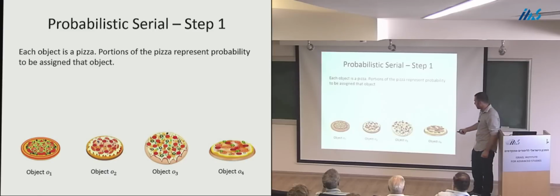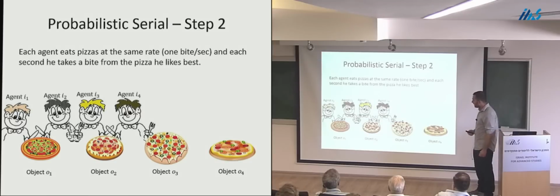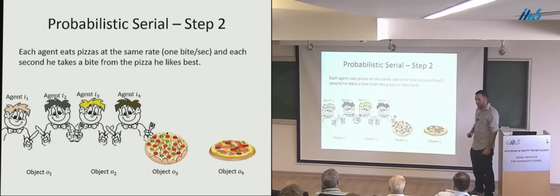object. So we have 4 objects, 1 to 4. Each one is a slightly different pizza. Each agent wants to eat pizzas, and they all eat pizzas at the same rate, 1 bite at a time, and they always eat from the pizza that they like best. So right now, agent 1 and agent 2 liked object 1 best, so they are looking at this pizza with this hungry look, and agent 3 and agent 4 look at pizza 2, and then they start eating it at the same pace. This is the uniform eating rate.